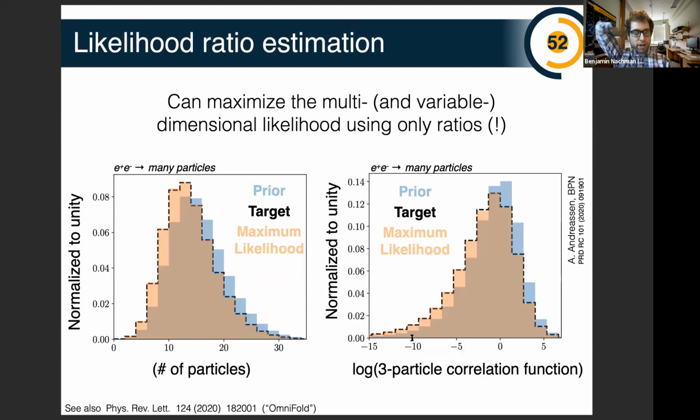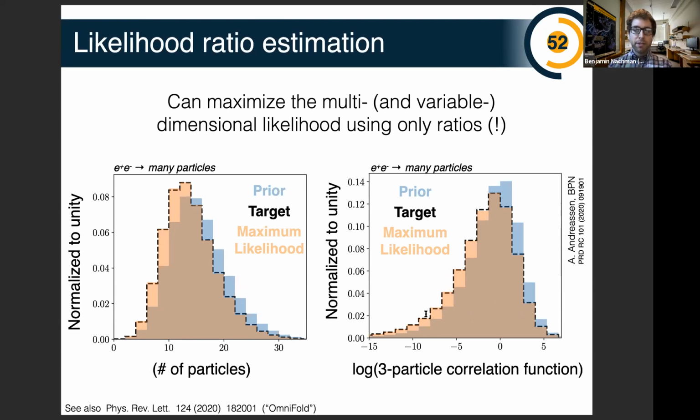Okay, and I'll just give you one very brief example of how this can work. Imagine I want to take some sample that I have from a generator, and I want to morph it into another one. This is a very common problem, the first step in an inverse problem inference chain. So let's say I have some collision events like I was talking about. Two electrons collide, they produce many particles, and I can't visualize that space. It's high dimensional and also variable dimensional, but we can compute one-dimensional observables and make histograms.